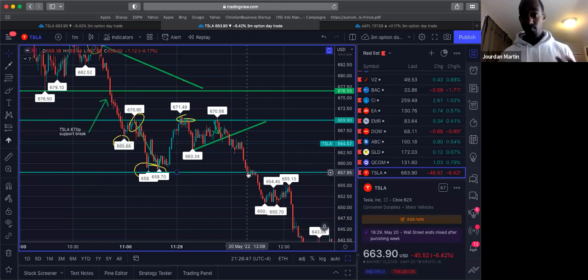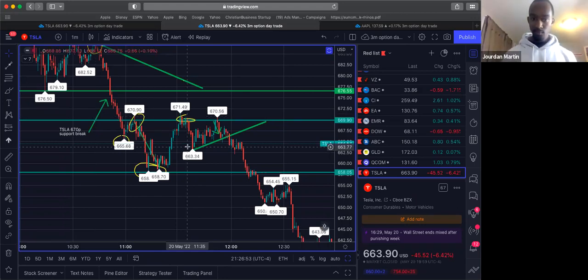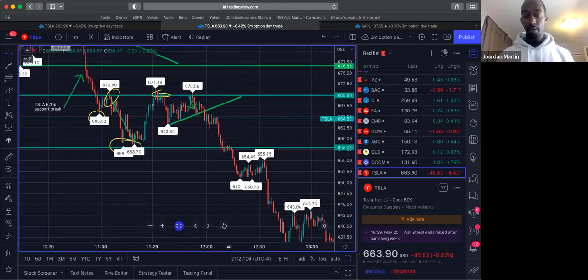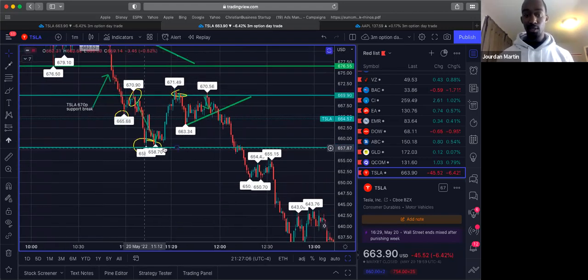One, you could enter puts if you want on that break. And again, we look at risk to reward. You can trade this down to here, and you can have your stop back inside of this range. What did I do? I waited until we broke below this support and made a new low.